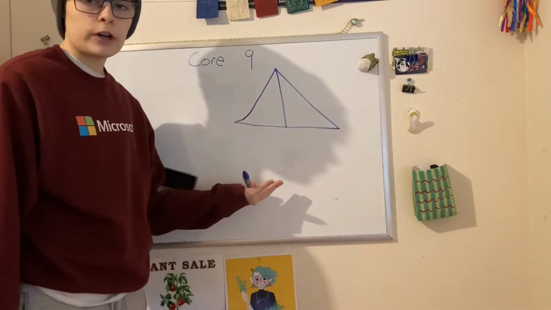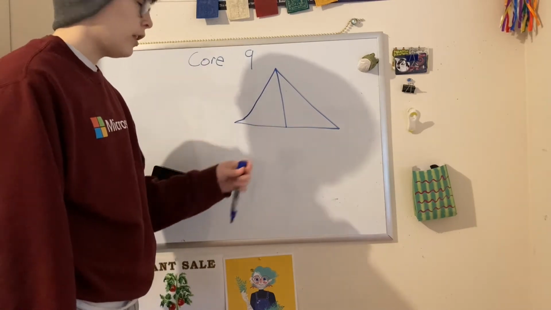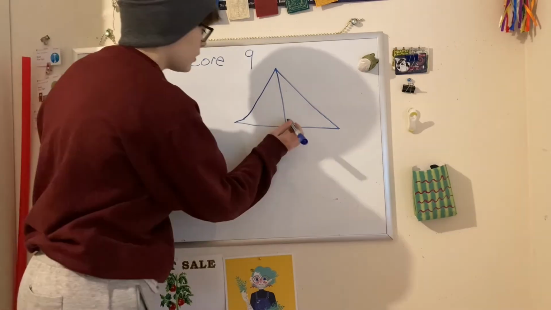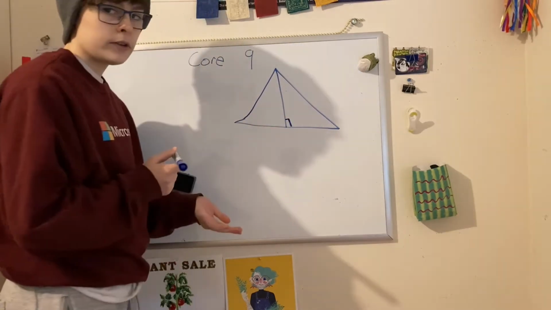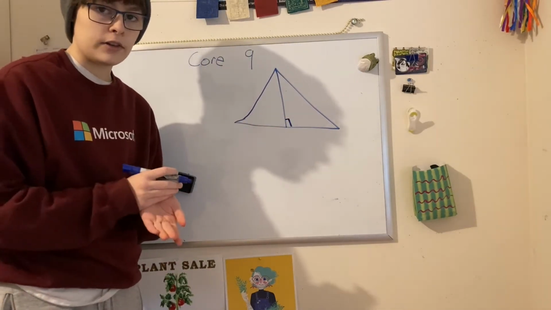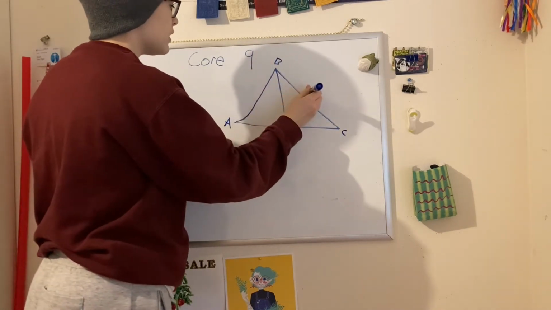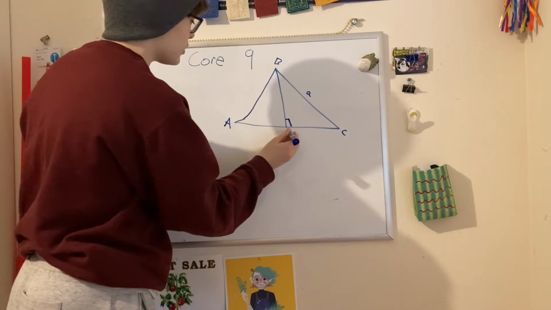Here we have a non-right triangle, but I've split it down the middle. I've made an altitude, or a height, and it's now two right triangles. This here is 90 degrees. First I'm going to label the sides and the angles. Angles are always capital letters, and then for the sides, the opposite side is the same letter but lowercase.